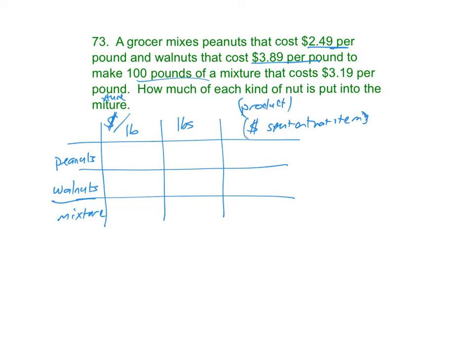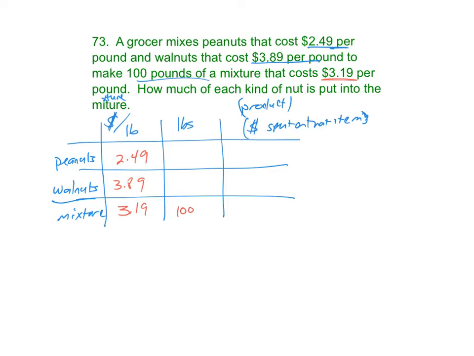Okay, now we're going to fill in what we know. So we know that for peanuts, they cost $2.49 per pound. So I'm going to put that in the corresponding cell. And walnuts cost $3.89 per pound. And the mixture is supposed to cost $3.19. So I'll put that down in the mixture cell. And then how many pounds of each? Well, we're told that we need 100 pounds of the mixture.